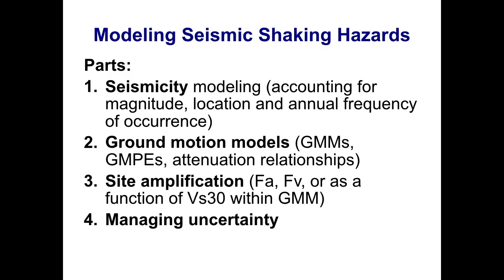An important aspect of modeling the ground shaking hazards is also site amplification, where rock tends to be less amplifying, and softer soils are more amplifying. So there are models like the factors we find in ASCE 7 or ASCE 41 or other documents that provide factors like F sub A and F sub V, or there are also VS30 terms within the ground motion models that can be used to address site amplification.